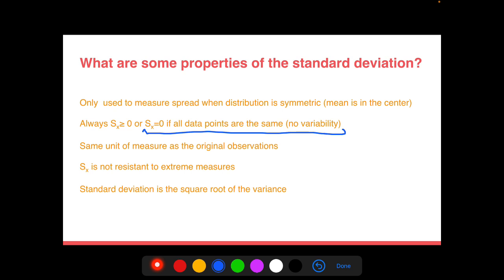S sub x, which is our standard deviation, is not resistant to extreme measures. So if you have really large outliers, then that will not be resistant. And then standard deviation is the square root of the variance. Probably get these all down. Pause it if you need to.